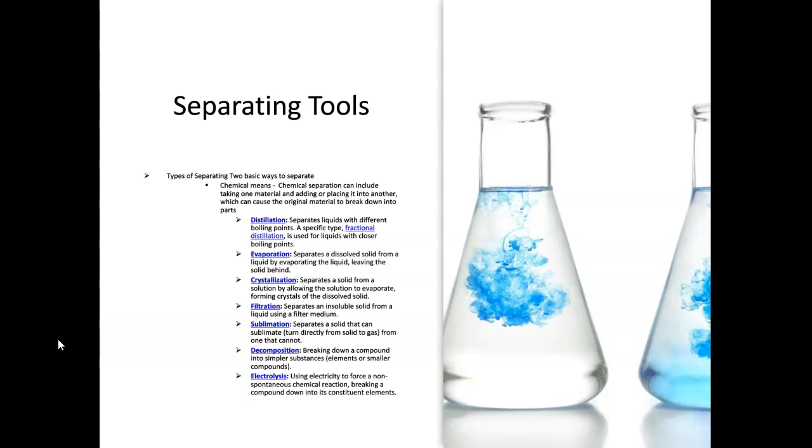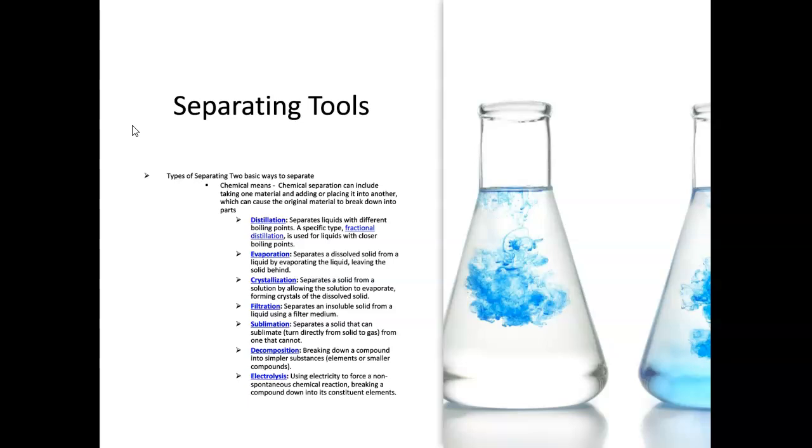We get into the chemical means of separation. We talk about distillation, where we bring things up to boiling points, basically boiling the water away, and we are left with the remaining part of it. We can also talk about evaporation, where we let it slowly evaporate away, leaving any solid behind. Then crystallization, where we use some type of chemical reaction to form crystals. Again, filtration is also done in this regard. Same thing with sublimation. We can do decomposition, or we can do electrolysis as well, where we're using electricity to force some type of spontaneous chemical reaction.